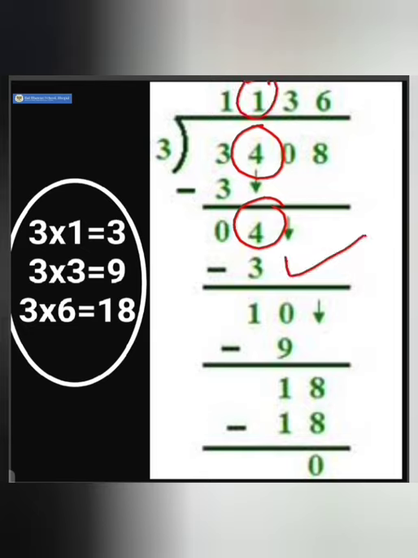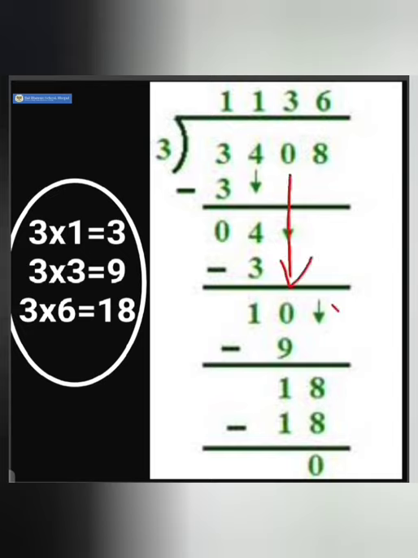4 minus 3 would be 1 now. It is time to bring down this 0 here. So the new number formed is 10. In the table of 3, 3 times 3 is 9. So we can write 3 3s are 9. Now you can subtract 9 from 10.